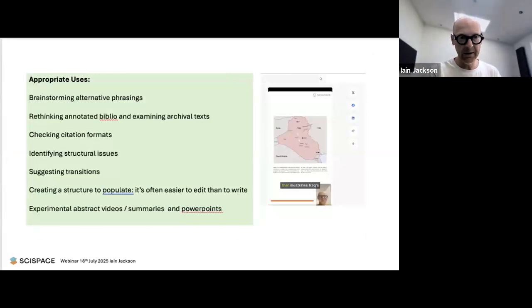So we're coming to the end, and I hope you've enjoyed my run through and discussion points. I think there's lots of appropriate uses for SciSpace, especially brainstorming, creating annotated bibliographies, sorting out the formats of references, looking for structural changes and paraphrasing, looking for suggestions and transitions, creating the notebook to structure your arguments and then to populate them. And you can even use it to create PowerPoint presentations and abstract videos, which are quite good fun and quite interesting to look at.